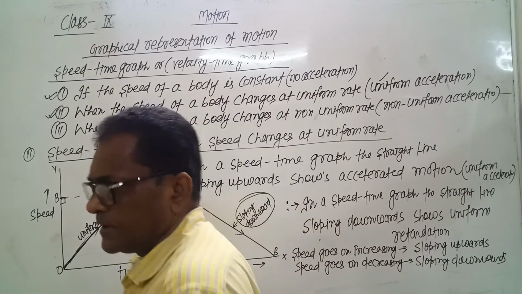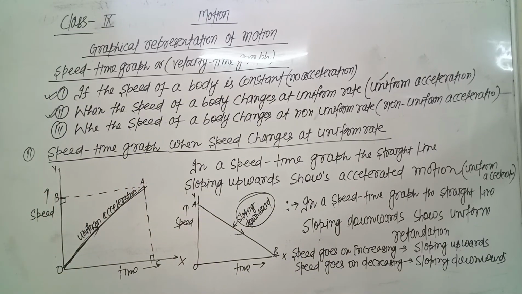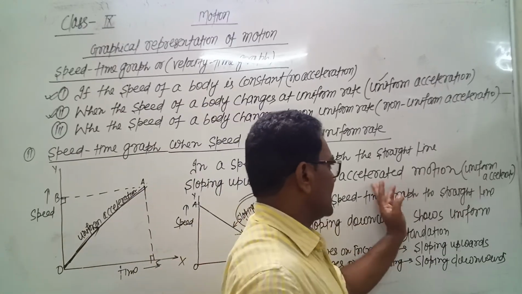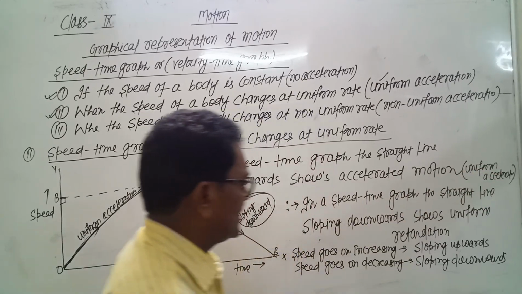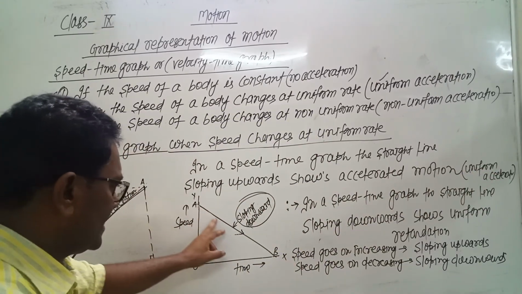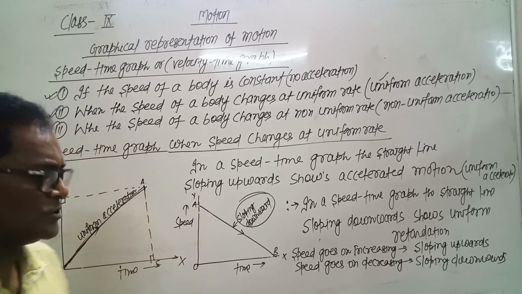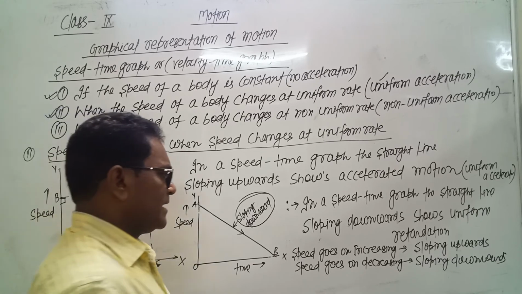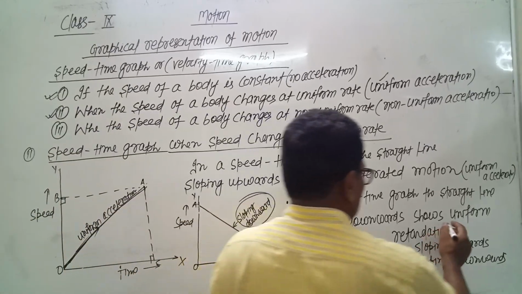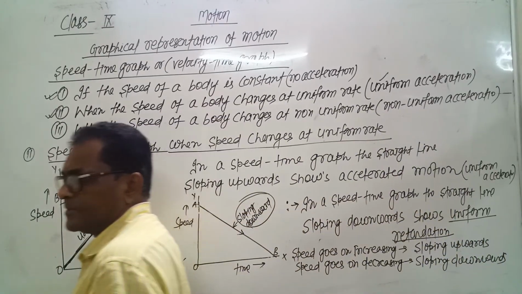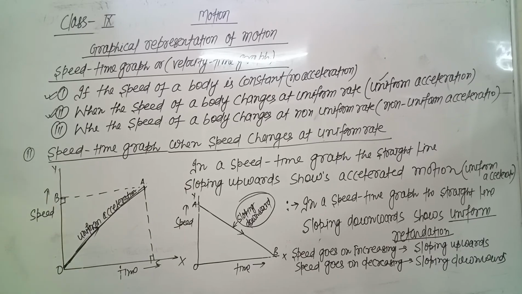So, if the straight line is sloping upward, it means it has uniform acceleration. In accelerated motion, it has uniform acceleration, and if there is a straight line sloping downward, meaning speed goes on decreasing, then the case is uniform retardation. Sloping downward, uniform retardation, and sloping upwards, uniform acceleration.